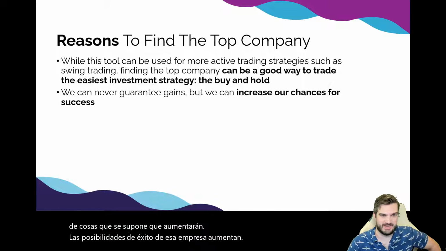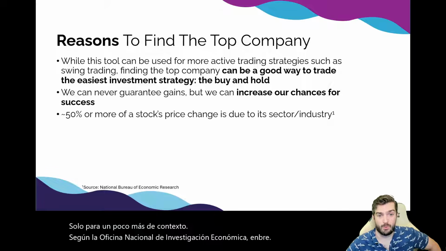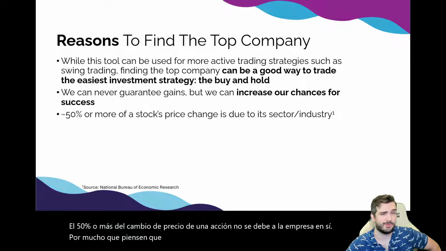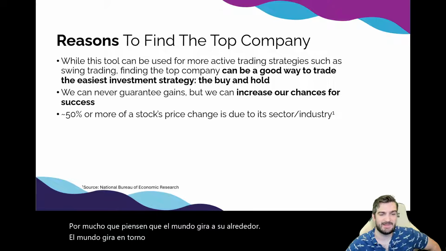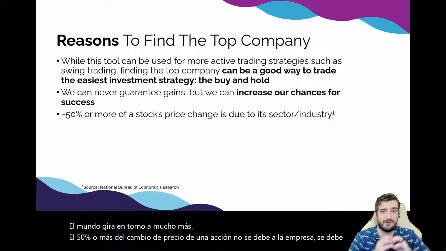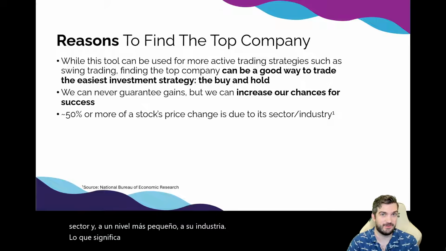Just for a little bit more context. According to the National Bureau of Economic Research, NBER, 50% or more of a stock's price change is not because of the company itself, as much as they think that the world revolves around them. The world revolves around a lot more. So 50% or more of a stock's price change is not due to the company, it's due to its sector, and at a smaller level, its industry. Which means by looking to find which sector is the strongest, that's 50% of the battle right there.